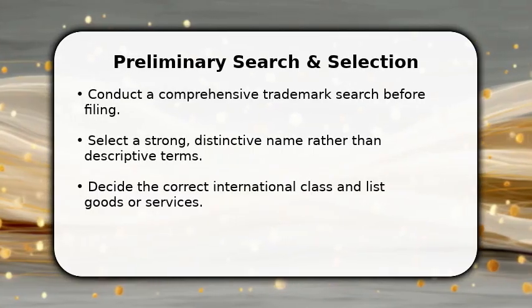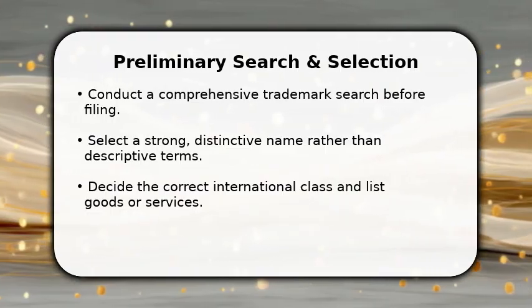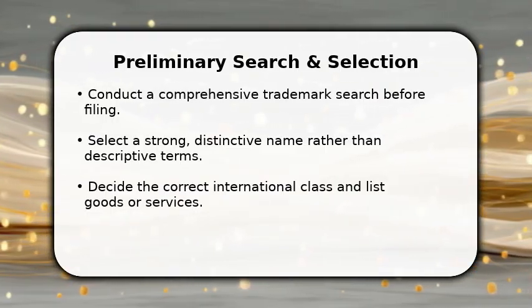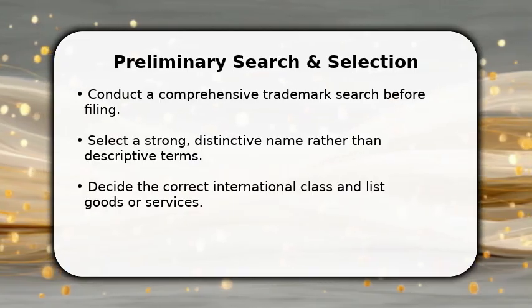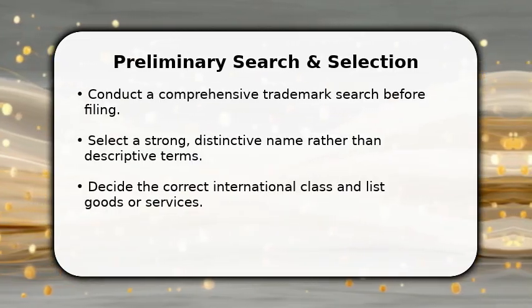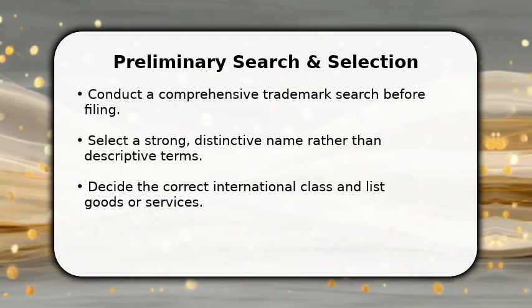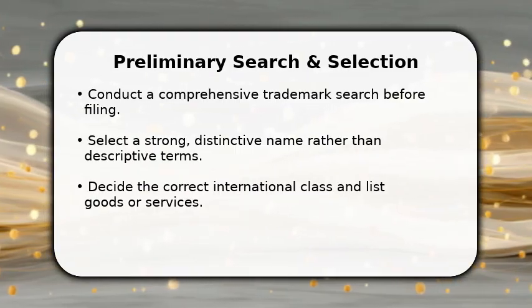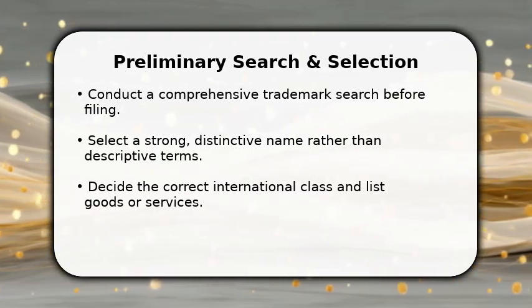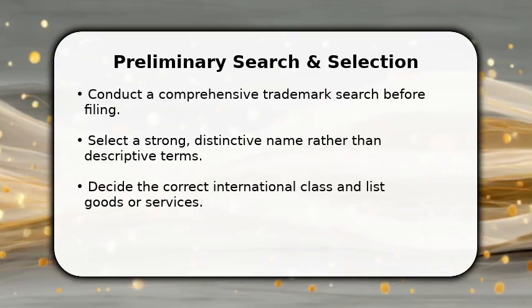Start by evaluating whether your name is distinctive and protectable. Consider coined or arbitrary marks for strongest protection. Conduct a comprehensive trademark search before filing. Use the USPTO test database, common law searches, and Google to find conflicts. Include state filings and domain names.